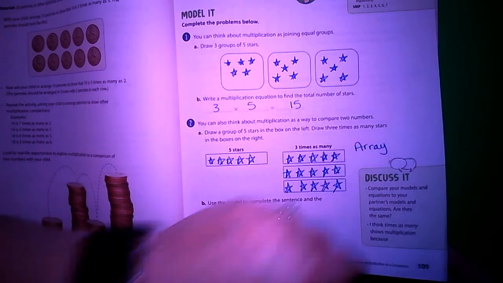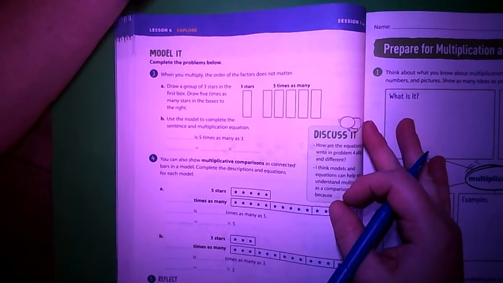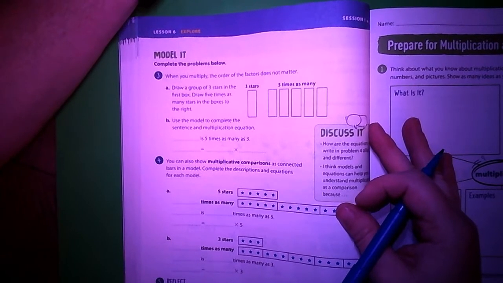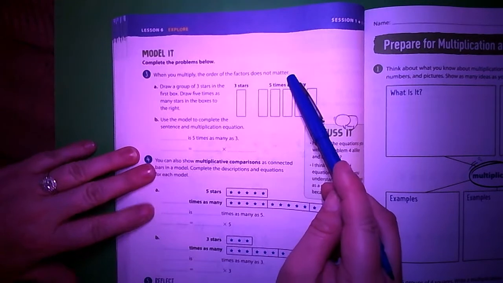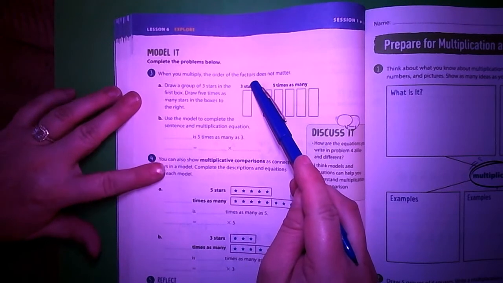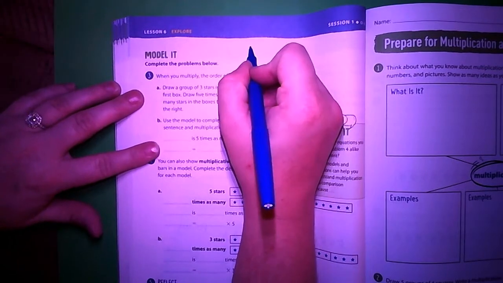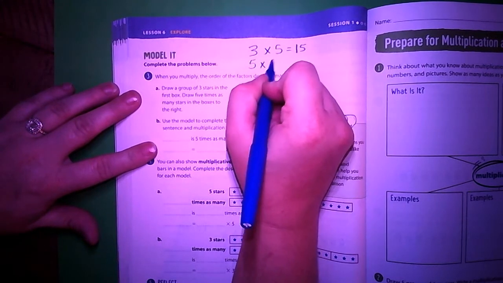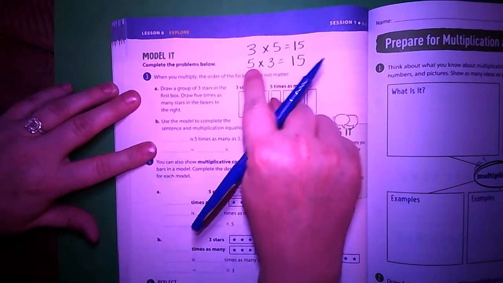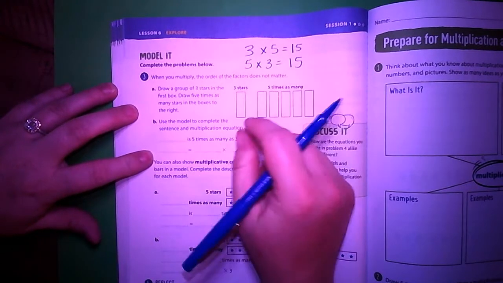All right, go ahead and turn to page 110. On page 110, we have our model it. Let me zoom in a little. Okay. When you multiply, the order of the factors does not matter. What this is saying is it's talking about the commutative property of multiplication. Whether you do 3 times 5 equals 15 or 5 times 3 equals 15, it doesn't matter, because either way, you're still going to get 15. So you can switch those, which is the commutative property of multiplication.